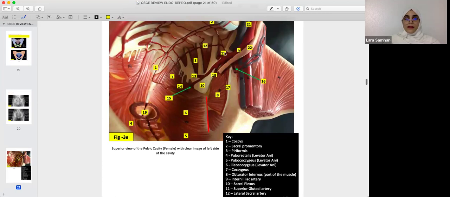For example, number 12 is basically the lateral sacral artery. Why is it called sacral artery? Because it's located beside the sacral bone. What else should we know here? For example, number 16 is pointing to another vessel. Same goes for number 22, 9, 11, and everything.